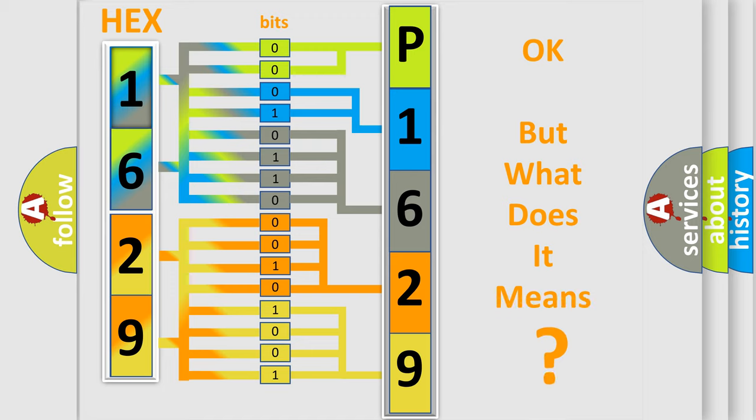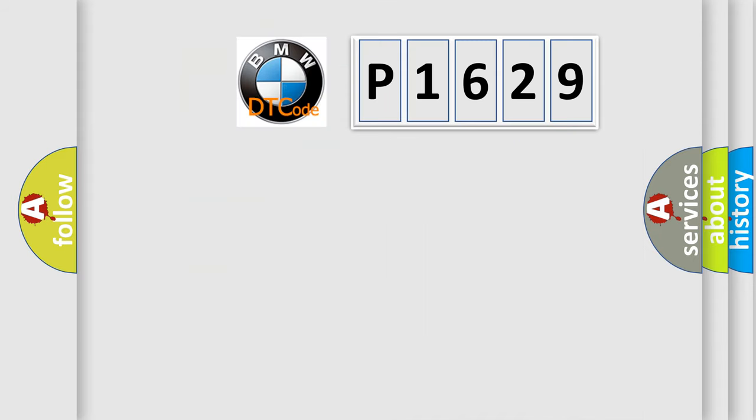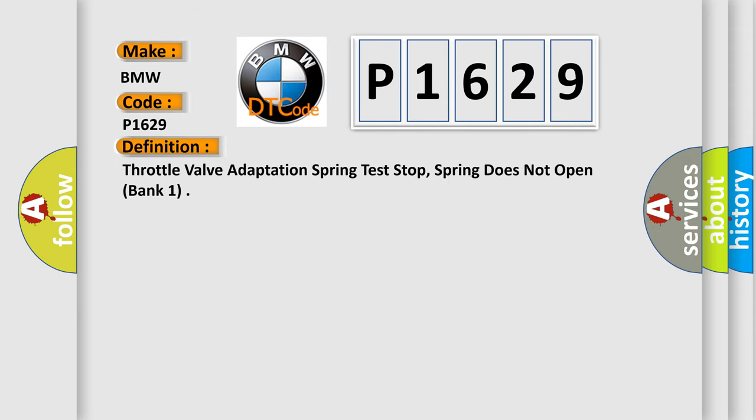The number itself does not make sense to us if we cannot assign information to what it actually expresses. So, what does the diagnostic trouble code P1629 mean specifically for BMW? The basic definition is throttle valve adaptation spring test stop, spring does not open, bank 1.